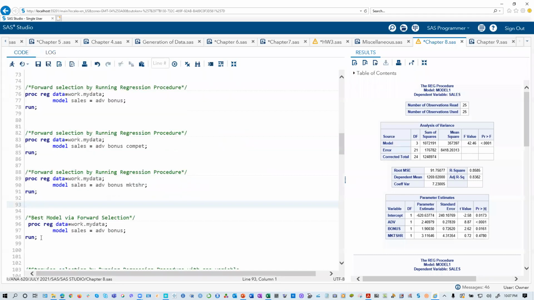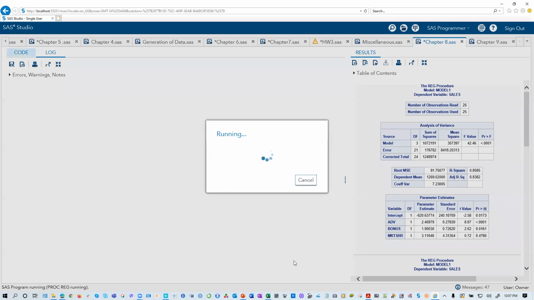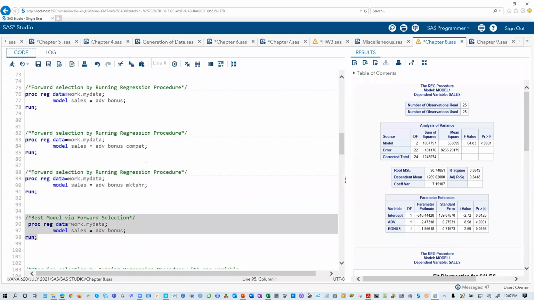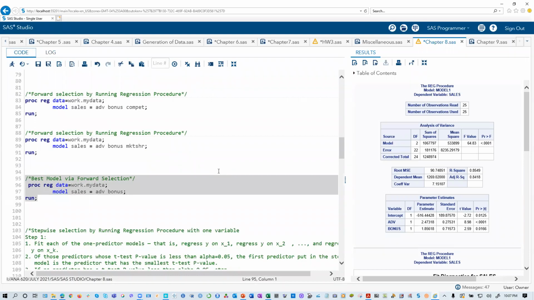Then we are left with the two that we had. Even through this one, we came up with the best model via forward selection: only sales and advertising. If you want, you can run it one more time and see whether they are important again. Yes. So now it's been confirmed, even through this forward selection procedure, that the best model we got through the all possible selection procedure is the same as the one that came through forward selection.